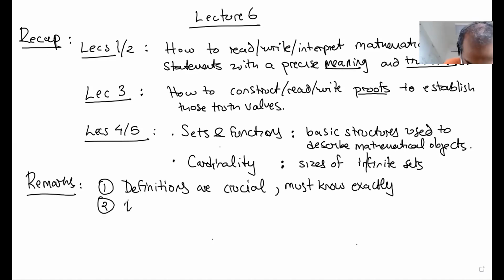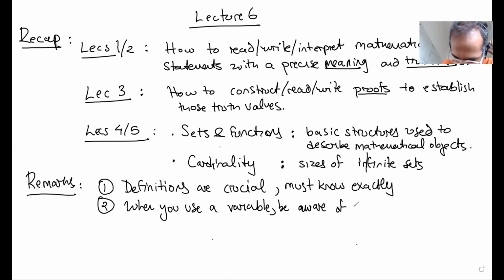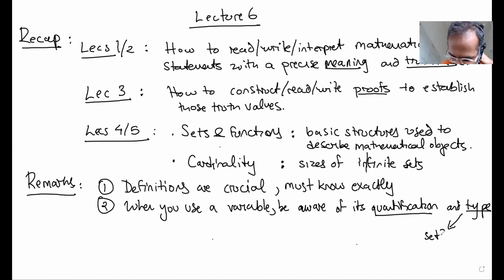The second thing is when you use a variable, you must be aware of its quantification. So is it arbitrary? Is it some specially chosen variable? And also its type. By type, I mean, is it a set? Is it a function? Is it an element of a set? Is it a number? All these things are different. And this is like a basic grammar check: you'll easily catch yourself writing something nonsensical if you see that it doesn't have the right type.